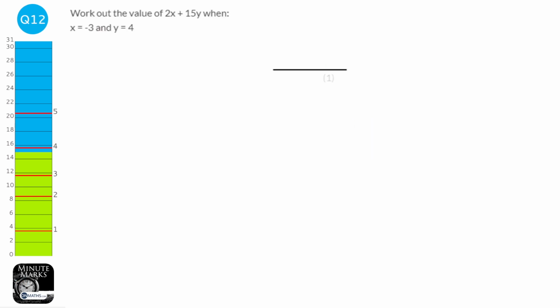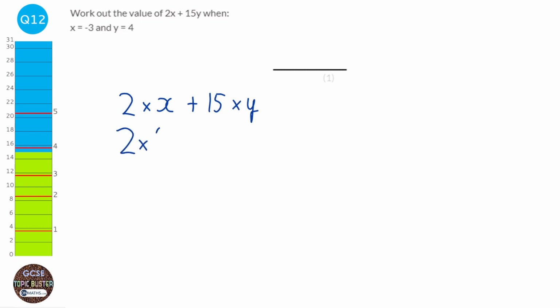I'm going to write the expression given to us, but with times signs in, so it's 2 times x plus 15 times y. And it says that x is minus 3 and y is 4. So instead of x, we're going to replace it with a minus 3, and I'm just going to put it into brackets just to make things a bit easier. And instead of y, we're going to write a 4.